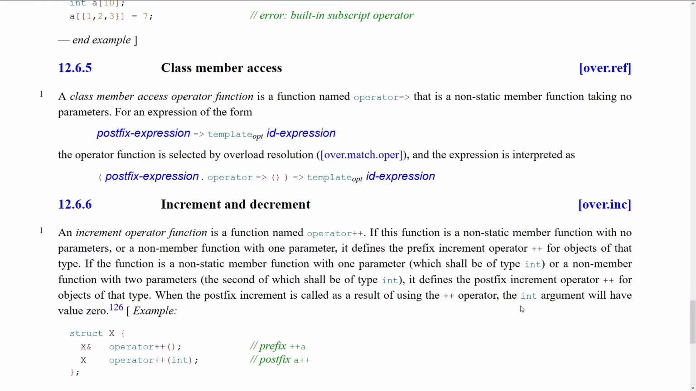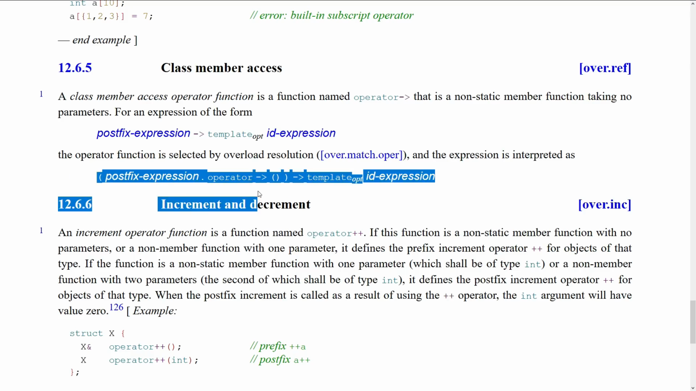This is what the C++ standard actually says. If I am calling a class member access operator function, this is a function named operator arrow that is a non-static member function taking no parameters, like this. The operator function is selected by overload resolution and the expression is interpreted as this.